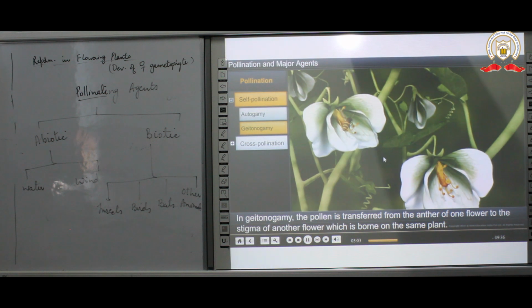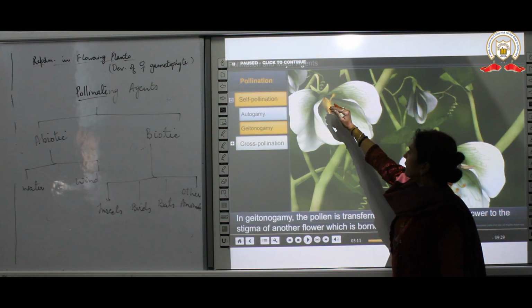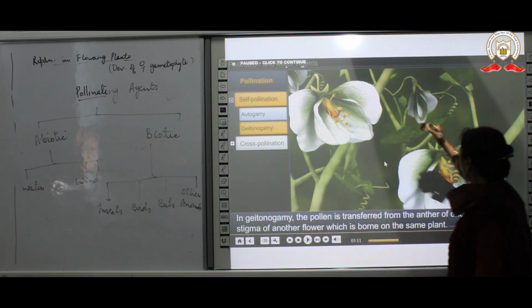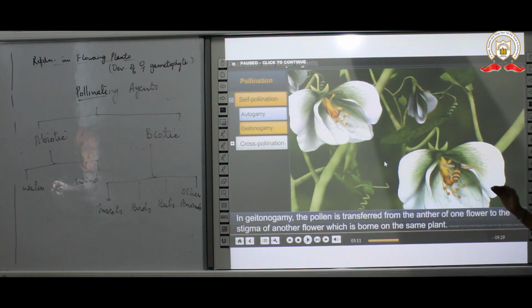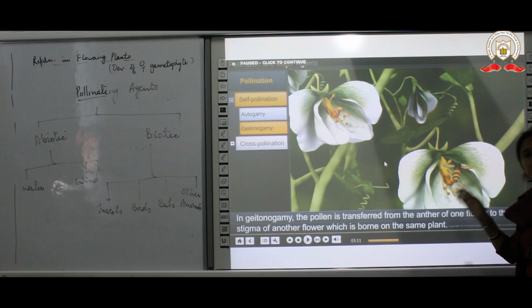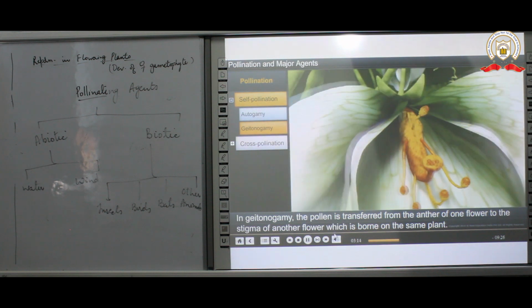In geitonogamy, the second type of self-pollination, pollen is transferred from the anther of one flower to the stigma of another flower of the same plant. Now you can see that the pollinating agent is transferring pollen from one flower to another flower of the same plant. So genetically the plants are not showing any variability, but there is need for a pollinating agent here.